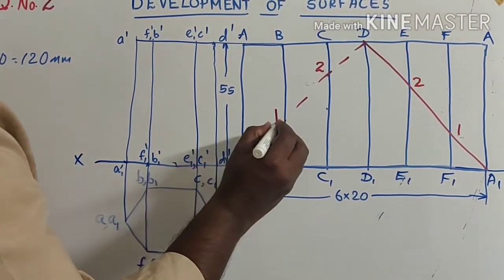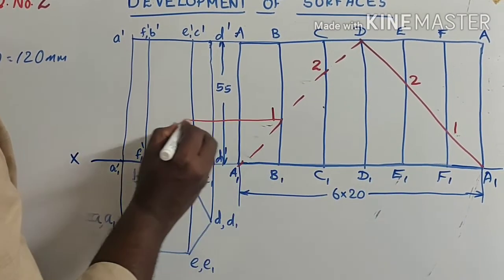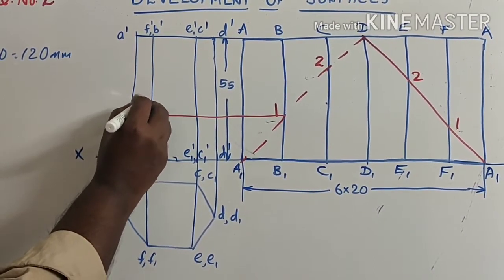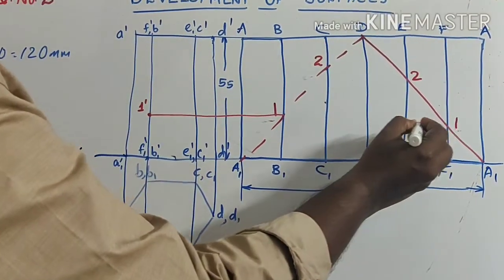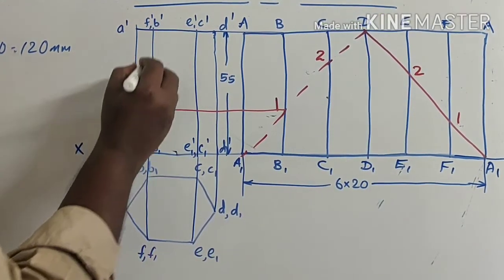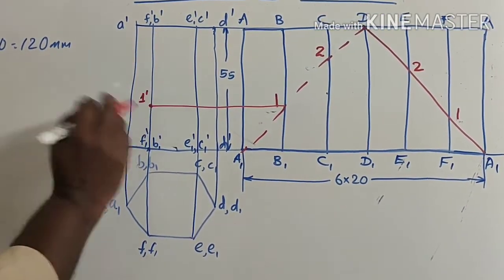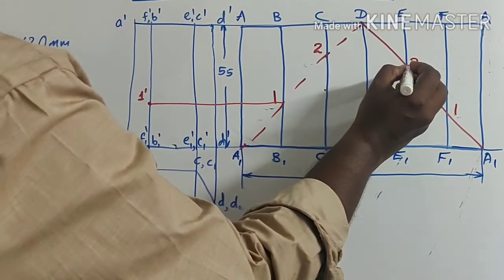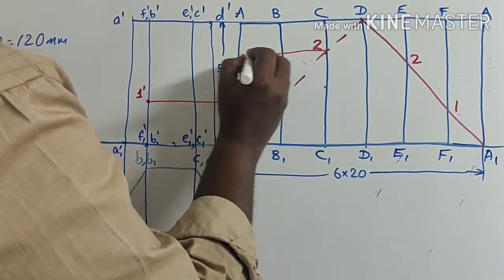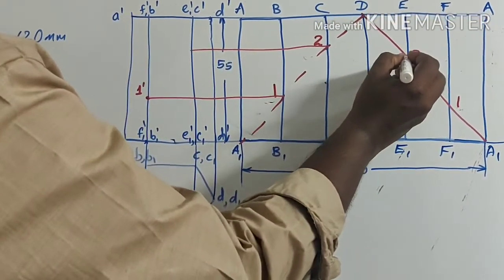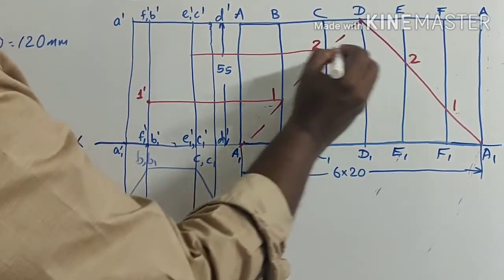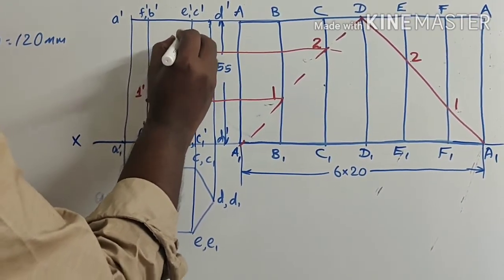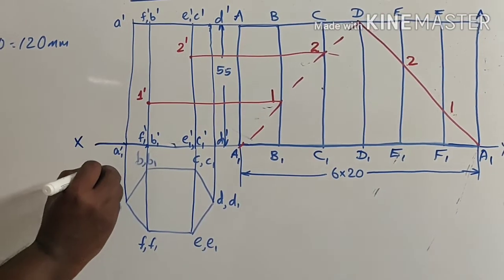For that you have to draw the projectors. From 1 you draw a projector which will come along BB1, this is 1 dash. Even if you draw from the other side, it will be exactly on FF1. So 1 dash is exactly this particular point. From 2 you draw another line. That will also reach here, so along EE1 you will get the next one. Now we can complete this drawing.